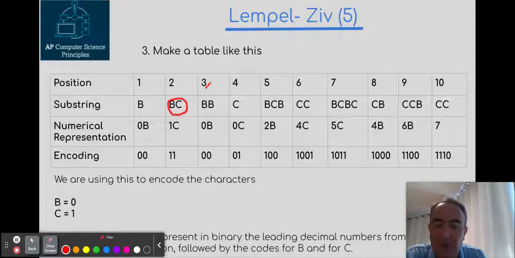Something similar for position number 3, B. I have it as in position 0 followed by a B. So this is going to be 0B for 1. Position number 4, the same numerical representation, 0C.